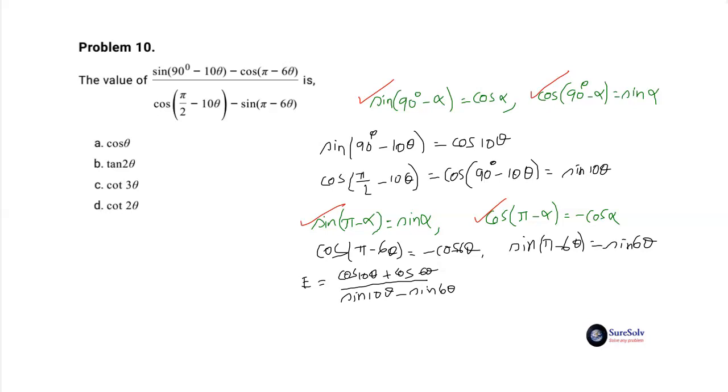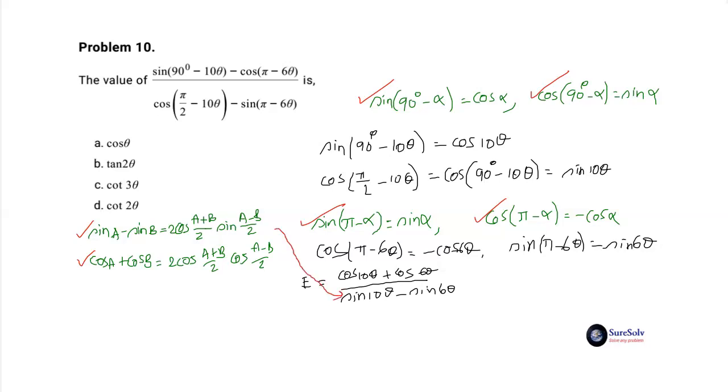At this stage, we will have to use the third pair of submultiple angle relations. Sin A minus sin B equal to 2 cos A plus B by 2 sin A minus B by 2. And cos A plus cos B equal to 2 cos A plus B by 2 cos A minus B by 2. For the denominator, use the first relation with A equal to 10 theta and B equal to 6 theta. You will get sin 10 theta minus sin 6 theta equal to 2 cos 8 theta sin 2 theta.